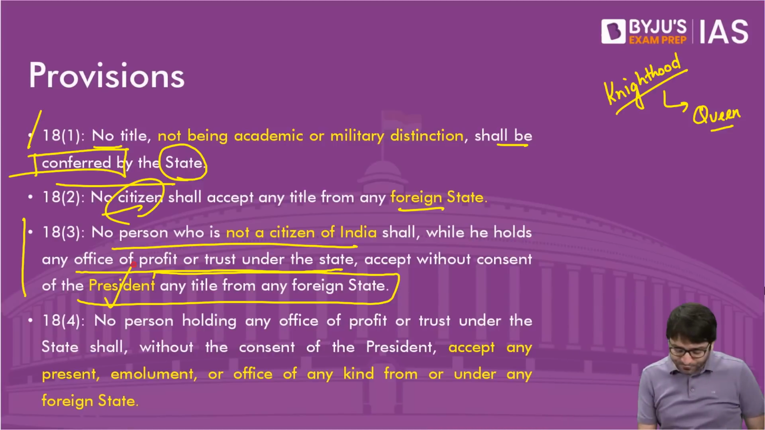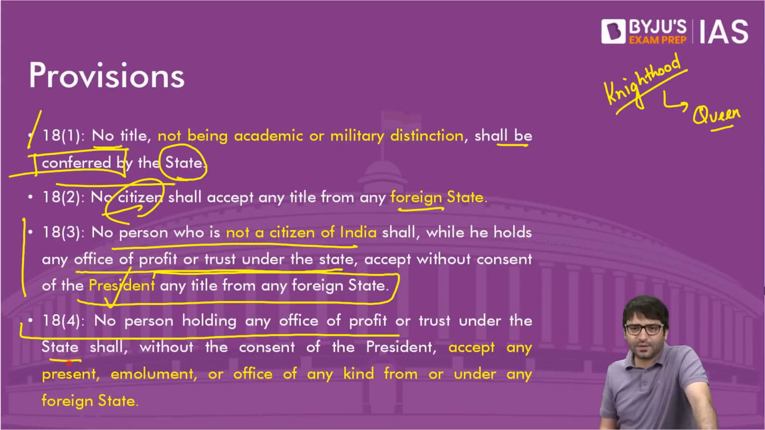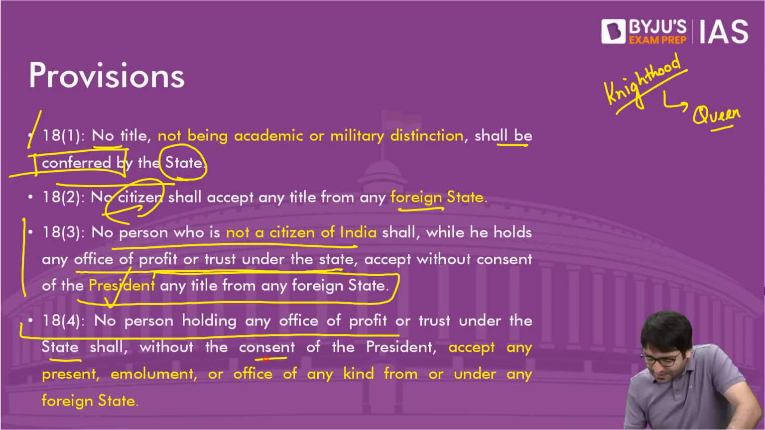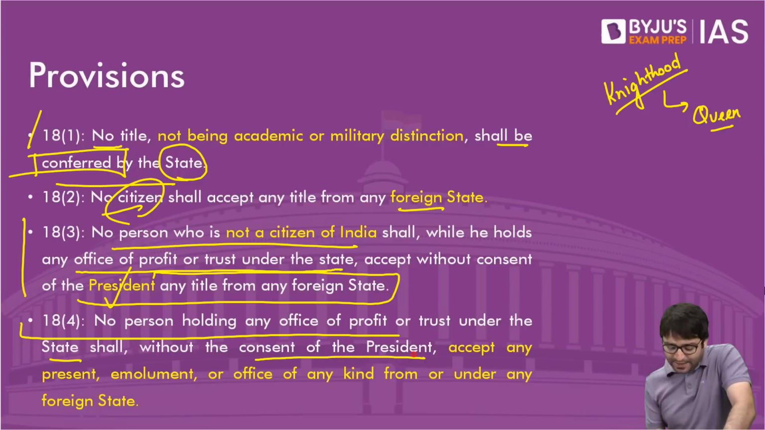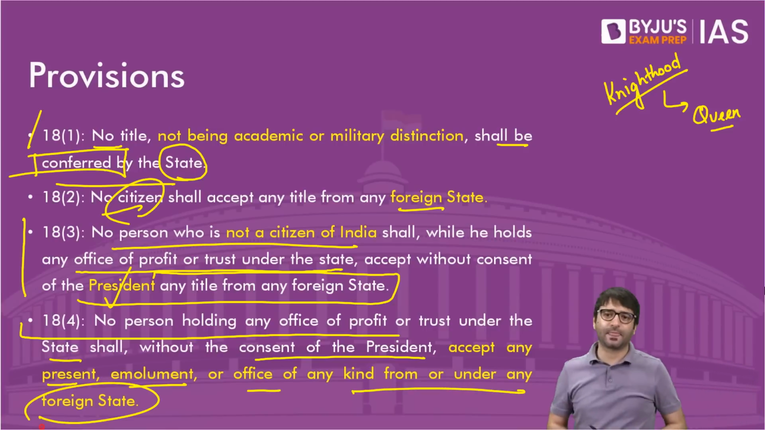Article 18 clause 4 says, no person holding any office of profit or trust under the state, which means government employees, which means the ministers, the judges, bureaucrats, without the President of India's consent, they cannot accept any present, emolument, office of any kind from a foreign state.